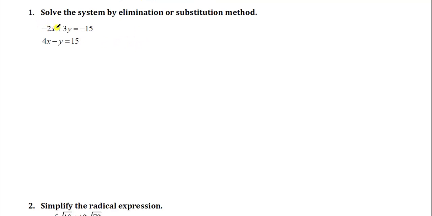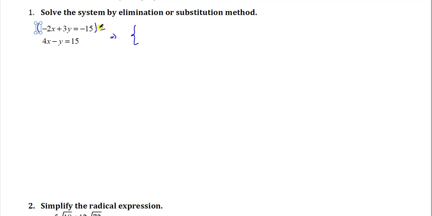The first problem asks to solve the system by two methods, elimination or substitution. If you look at this system of equations, the best way is to use the elimination method, because we can cancel the x or the y if they have the same value but opposite signs. The first equation has minus 2x, but the second equation has 4x. So somehow we can make the minus 2x become minus 4x, and I can do that by multiplying both sides by 2.